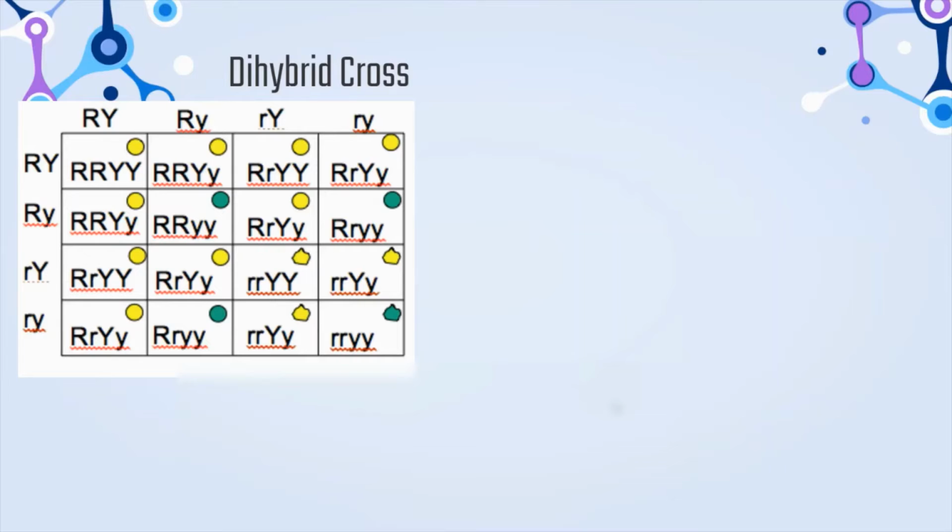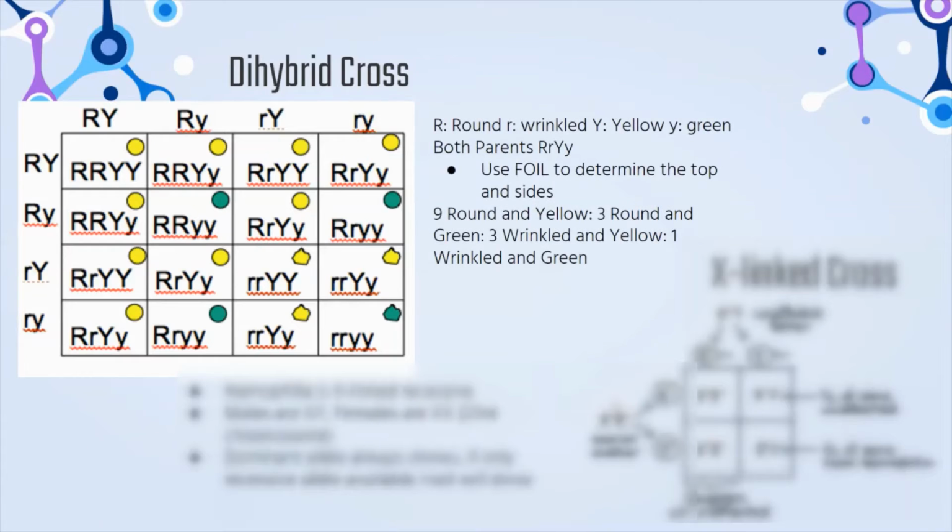A dihybrid cross will involve the mixture of two separate genes. So in this case, a capital R will denote that it's round, a lowercase r will mean it's wrinkled, and that's the recessive trait. And for color, a capital Y means it's yellow, and a lowercase y means it's green. So in this cross, both parents will be heterozygous for both traits. And in order to figure out what we put on the top and the side, we will use FOIL, or first, outer, inner, and last.